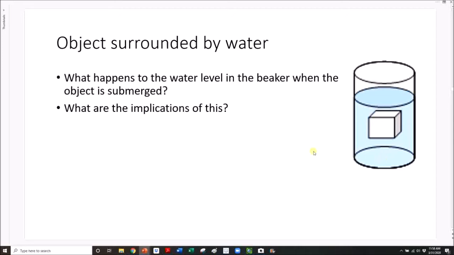The same thing as Newton's third law, right? When you get in a pool, the water level is going to rise, and it's going to increase the pressure on the bottom of the pool, which increases the force on the bottom of the pool.